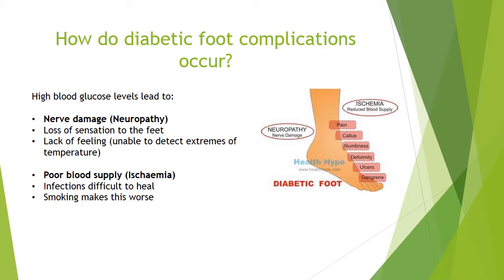Prolonged high blood glucose levels lead to nerve damage, which leads to loss of sensation or feeling, which can result in injury to the foot. As we've already discussed, atherosclerosis can lead to poor blood supply in the arteries, and the blood supply to the feet can be affected, making it difficult for infections to heal, and smoking will make it much worse.